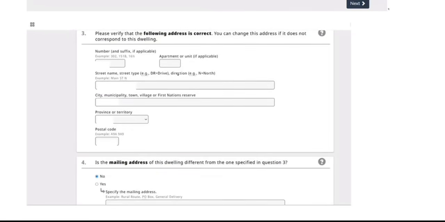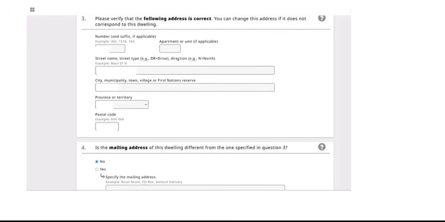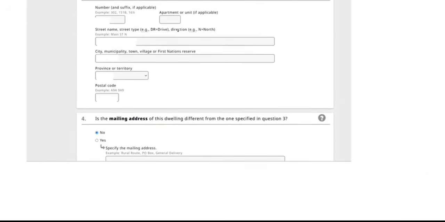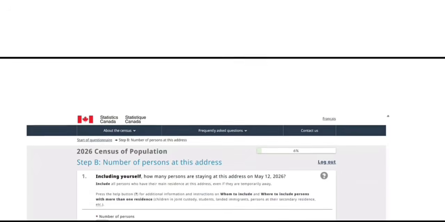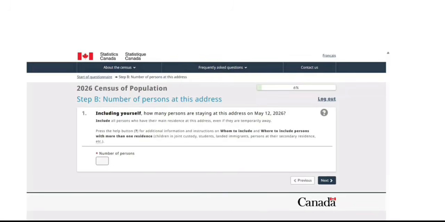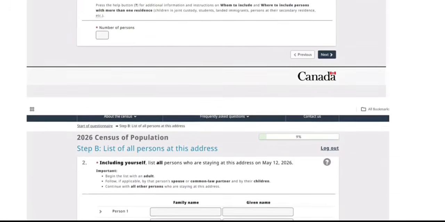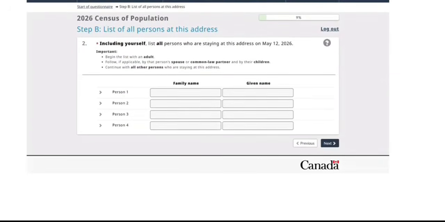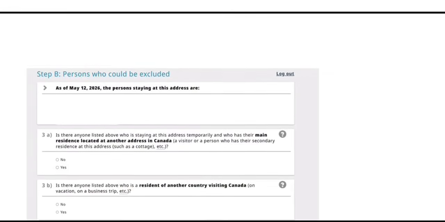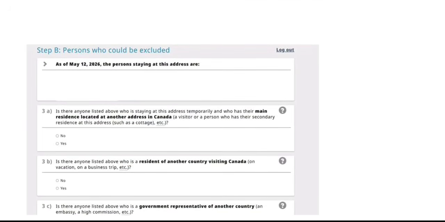Second, you can see it asks for the address where it is. Then it asks if the following address is correct, and if it is the same address. I mean, if your mailing address is different, you can specify that. Now, including yourself, how many people are living there? Provide their details. And it also tells you who should be excluded.